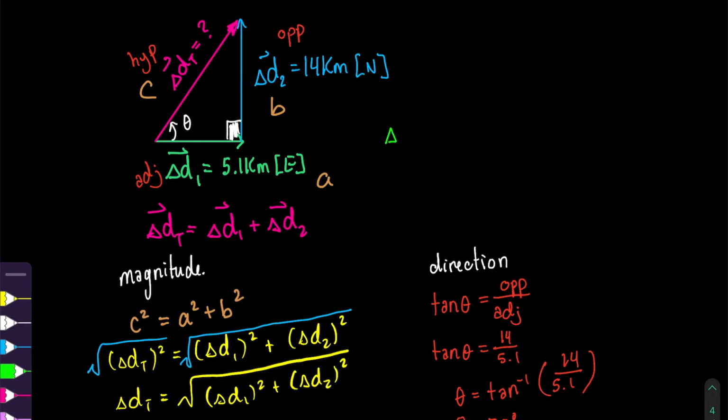Now we can write our concluding statement. Our total displacement has a magnitude of 14.9 kilometers, and the direction, from the way we've drawn it, is east, rotating 70 degrees towards north.